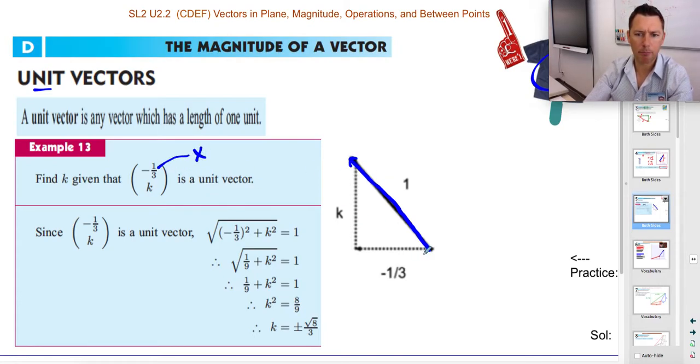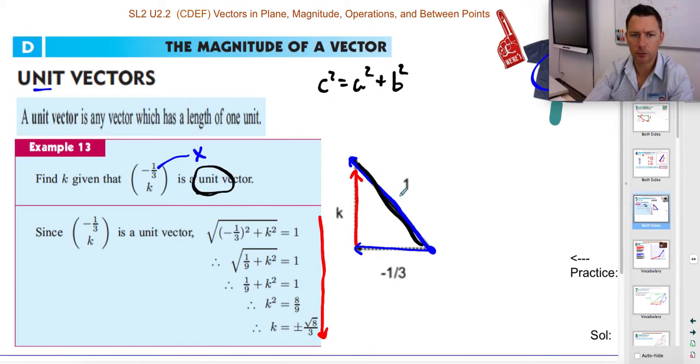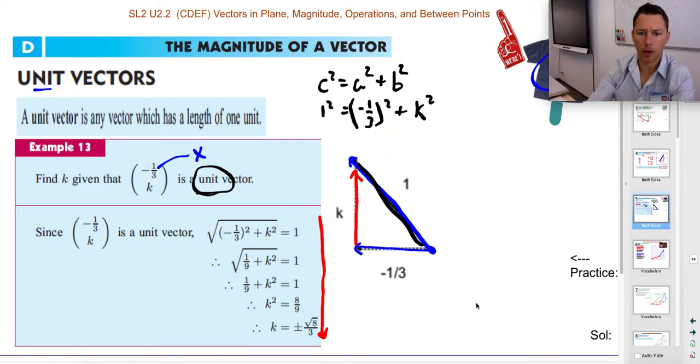This says I went backwards from our initial point, and I have this vector in the x direction, -1/3, and I have some other vector in the y direction, k. And this is their formula working it out. You can look through that. I like to think about it as a squared plus b squared equals c squared. I know this is a unit vector, which means the length is 1, so c squared is 1 squared. I know that one of the sides is -1/3 squared, and b squared is the other side, which is k squared.